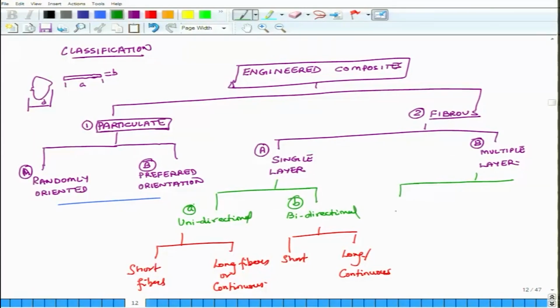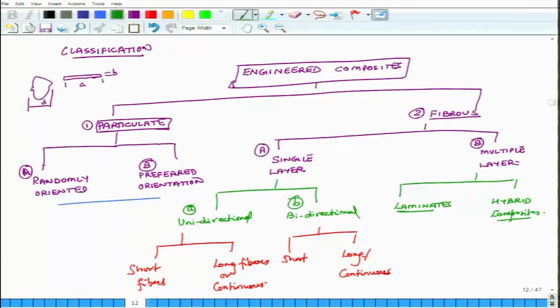as laminates, or we can make them hybrid laminates, hybrid composites. Okay. Now, what is a laminate?